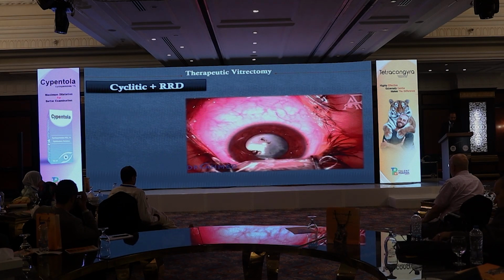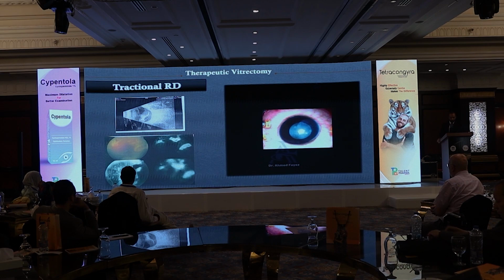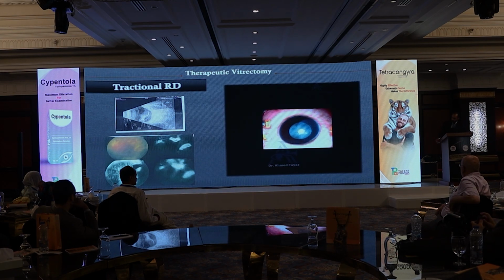So we said cyclitic membrane, retinal detachment. Now we go for tractional retinal detachment. And actually, this patient we had already referred, Dr. Nawar referred him to us. We presumed he was a TB patient, and this is the one that I had the sample from that failed. He presented with left eye tractional retinal detachment, hemorrhagic eye.